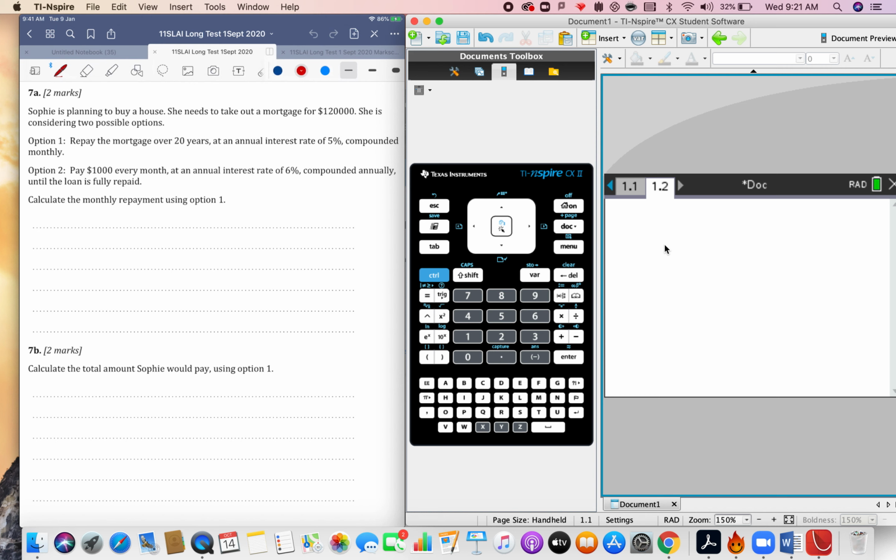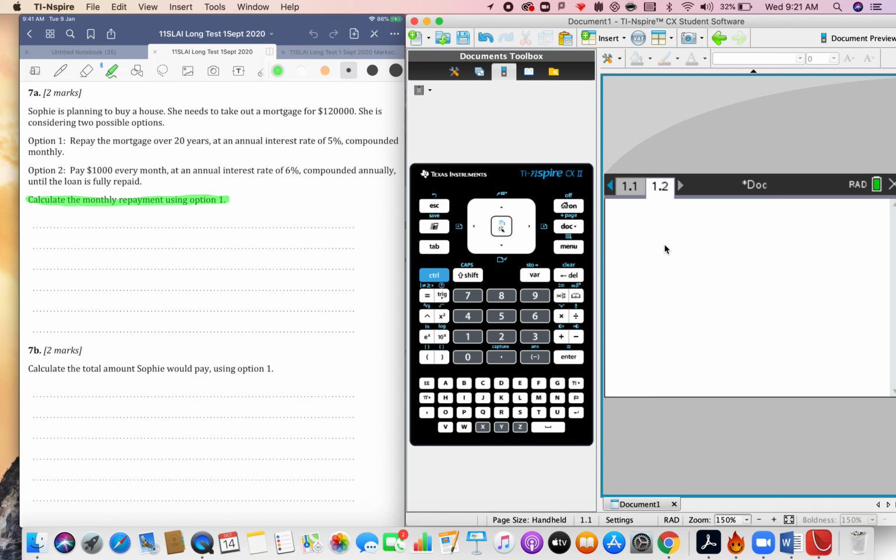It's about finance. It's about repaying a mortgage. So amortization is the fancy word for this. We just have to look through a lot of information. And usually the questions are like this, where it front loads with loads of information. But for part A, you've actually only got to look at one piece of information. Calculate the monthly payments using option 1.